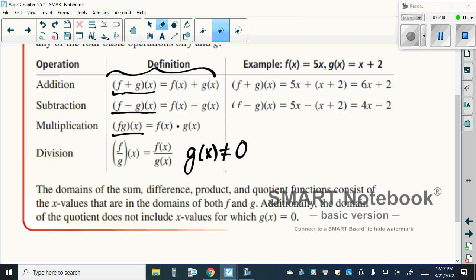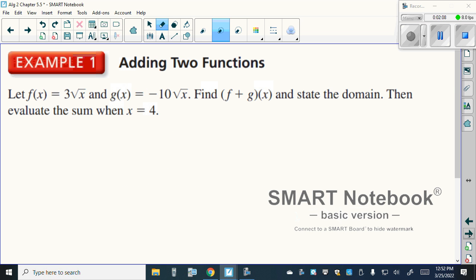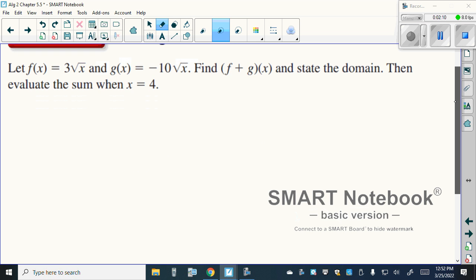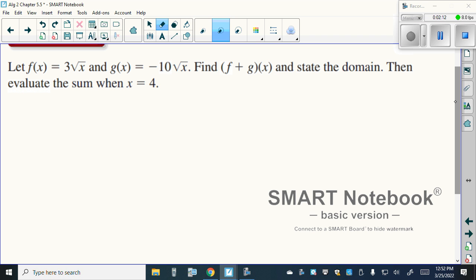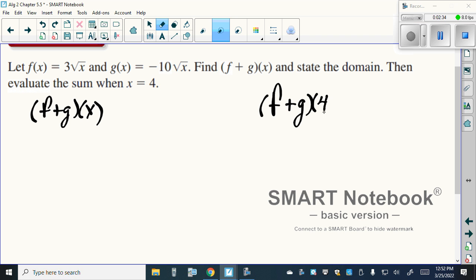Now, the first problem we're going to look at is this one here. Let f of x equal 3 square root of x, and g of x be negative 10 square root of x. So those are going to be our two main functions. Find f plus g of x. So we're going to find f plus g of x, and then once we find it, we're going to evaluate this when x is 4. So we're going to find f plus g of 4.